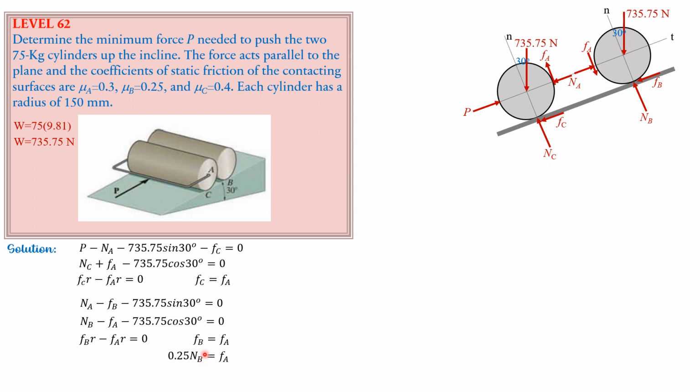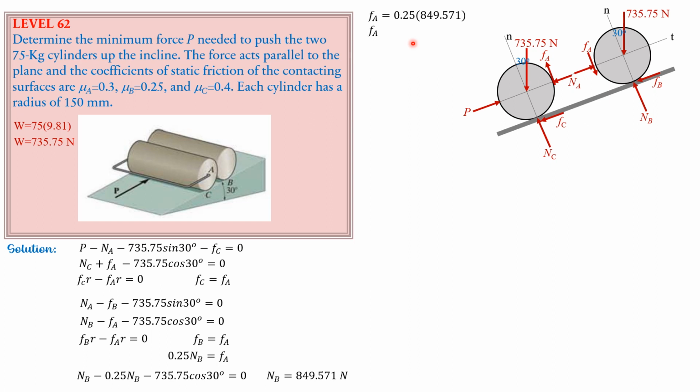So FB is 0.25 of NB equals FA. So substitute into this equation here so that we can solve for NB. So NB minus 0.25 of NB minus 735.75 cosine 30 degrees equals 0. From there, we can solve for NB. And NB is equal to 849.571 newtons. Then FA, therefore, which is 0.25 of NB, can now be computed assuming B slips.